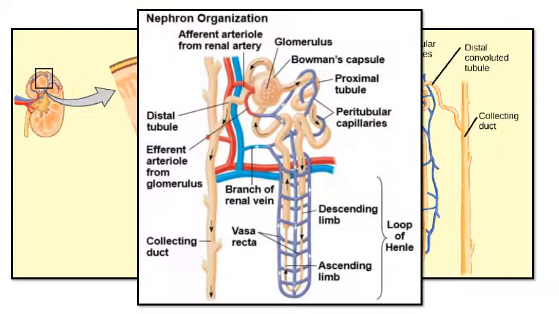Here's a better diagram. Okay, so here we have the renal artery coming in like this. It branches off into a renal arteriole. The renal arteriole goes into the Bowman's capsule. Inside, you'll see the little glomerulus. The glomerulus pushes the serum out and retains the blood cells, so the blood cells go back into circulation.